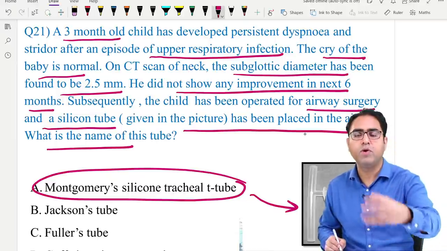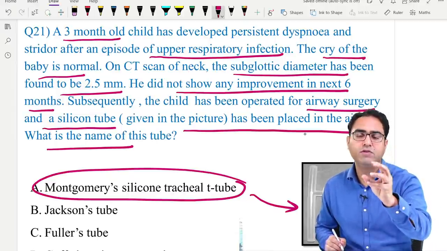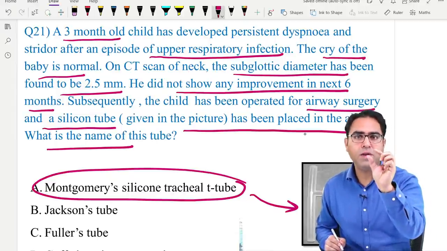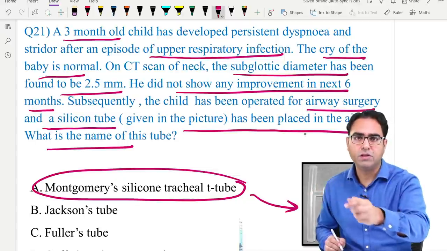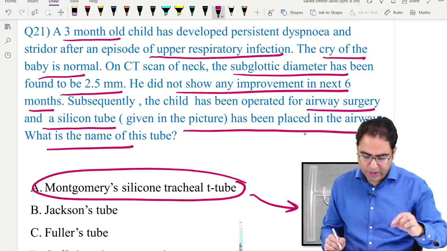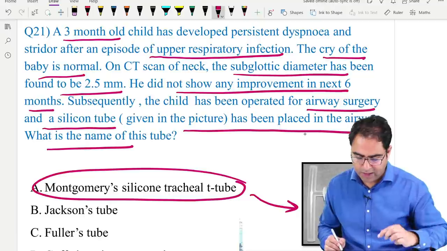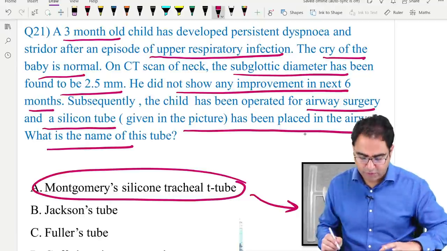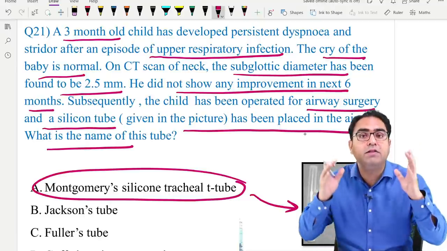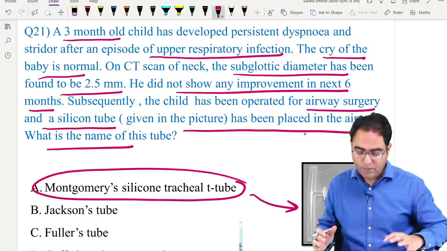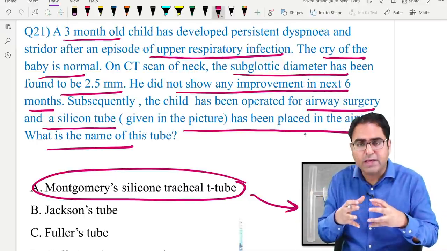Just 2 days before, I put 4 devices which you use in ENT. In one minute, revise all the 4 devices on the same channel. Okay? Montgomery's silicone tracheal tube is the answer. Now, what is the diagnosis of this case? This is a case of congenital subglottic stenosis, because the diameter of the subglottis area is very narrow.